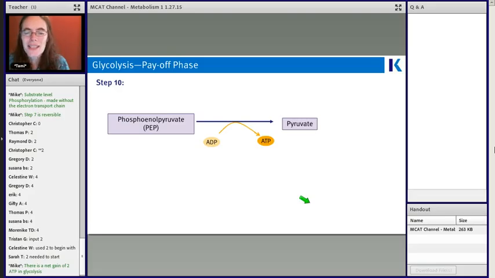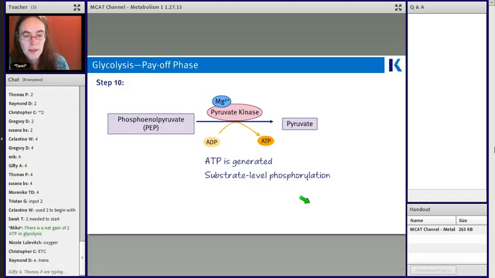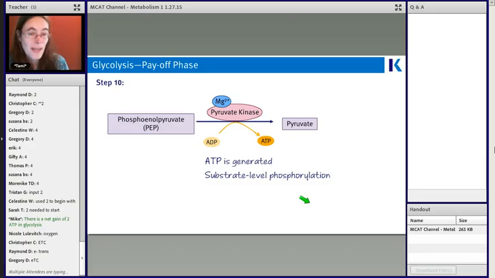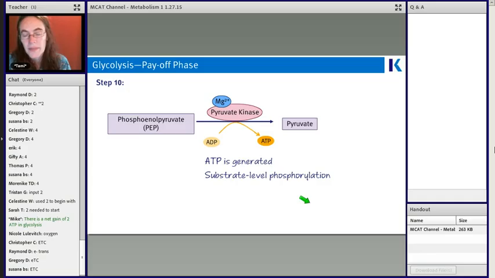When I look at this, this is done by another kinase. I have a divalent cation there. ATP is generated. Again, substrate level phosphorylation, which means that I do not need what to make my phosphate, to make my ATP. Substrate level means I do not need what? The electron transport chain. Exactly. So Nicole, you are correct in the fact that I don't need oxygen as well, because oxygen is necessary for the electron transport chain. Okay, but the big definition is that it's done without the use of the electron transport chain.